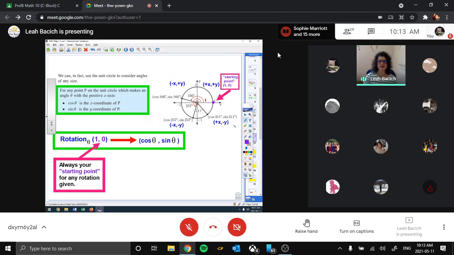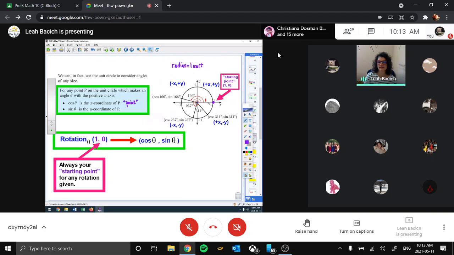So we can in fact use the unit circle to consider angles of any size. I like when we can use things over and over that we know. So cosine is going to be your x coordinate of P. P is a point. That's all that P stands for. Sine is going to be the y coordinate. So we always start here at the coordinate 1, 0. This is the center, and the radius of our circle is equal to 1 unit.